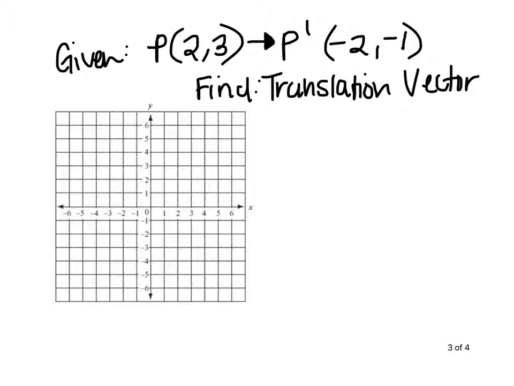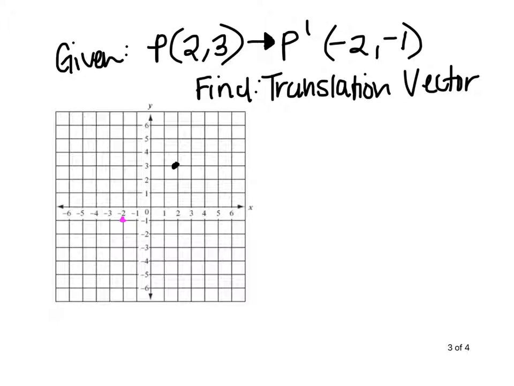So let's look at an example where we're actually finding the translation vector, and it gives us the image and the pre-image. My pre-image is the point 2, 3, so let's plot that. And my image is the point -2, -1, so let's plot that as well. So -2, -1, do the best that I can here.